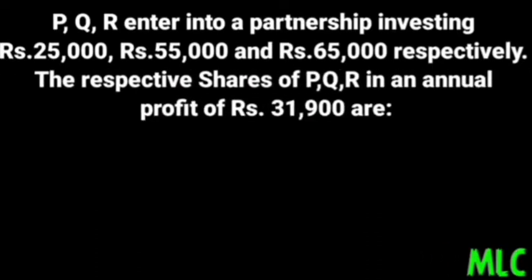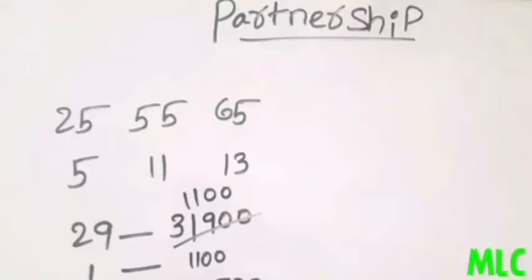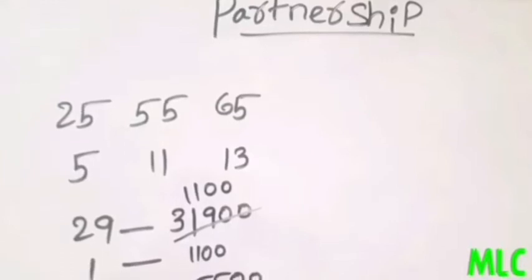PQR enter into a partnership investing rupees 25,000, 55,000 and 65,000 respectively. The respective shares of PQR in an annual profit of rupees 31,900 are. So this is also a very easy question. There are 3 people who entered into a business and their end profit is going to be 31,900. So he is asking individually their shares at the end of the business.